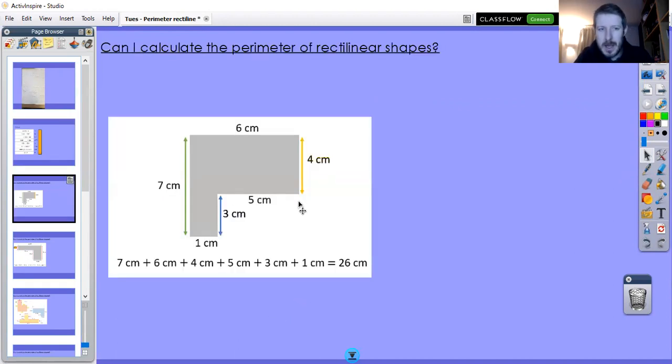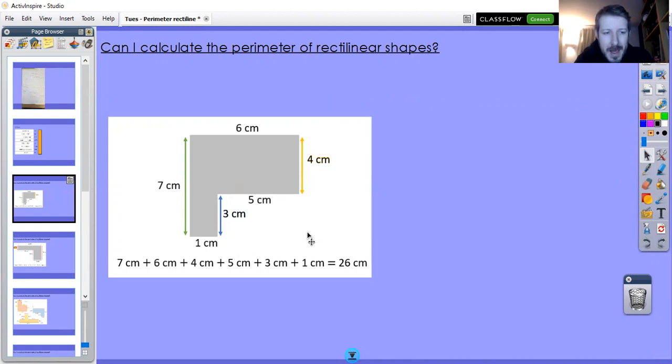All right, so today, can I calculate the perimeter of rectilinear shapes? So a rectilinear shape is a shape which is kind of a rectangle, but it isn't because it is made up of kind of rectangles. If I think about this shape here, I can see I've got a rectangle here and a rectangle here. So it's rectangles which have been put together to make a rectangle looking shape, but it's usually got gaps in it and things like that. So this is what we'll call a rectilinear shape.